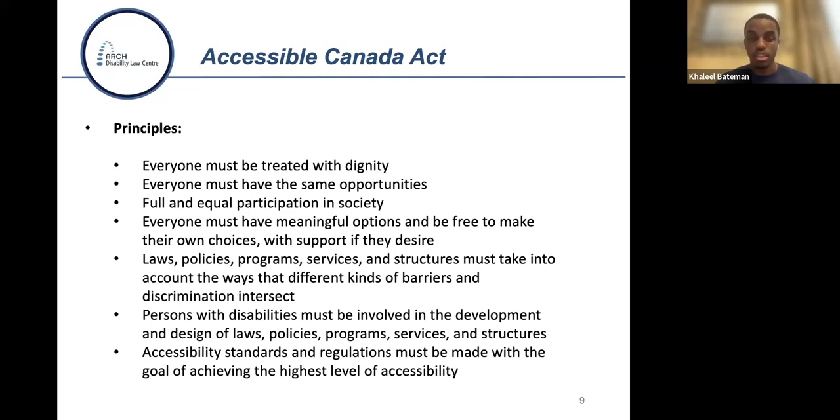Laws, policies, programs, services, and structures must account for the different ways in which barriers and different types of discrimination intersect. Persons with disabilities must play an active role in the development of laws, policies, programs, services, and structures. And finally, accessibility standards and regulations must be made with the goal of achieving the highest level of accessibility. It is with these principles that the goals of the ACA can really be achieved and actually establish a more accessible Canada.